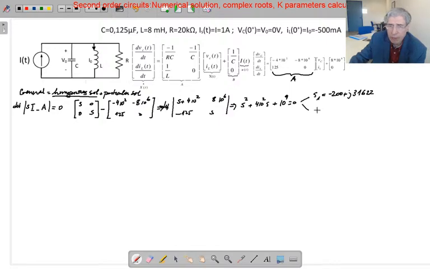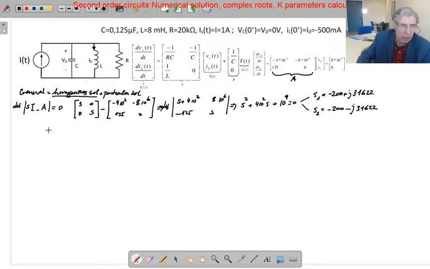$31,622, and the other root is minus 2. So the complex conjugate of this is going to be another root, isn't it? So you know it from mathematics. So in the previous one, our characteristic roots were real. Now they are complex.